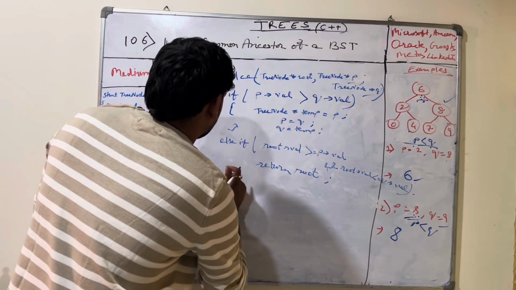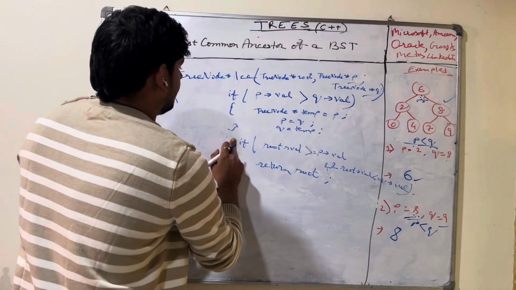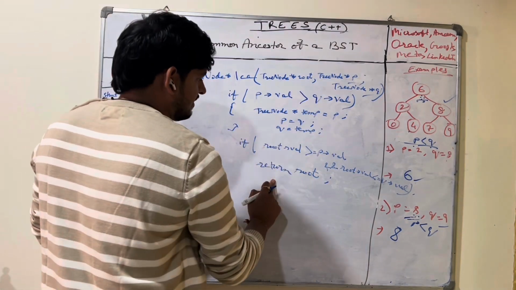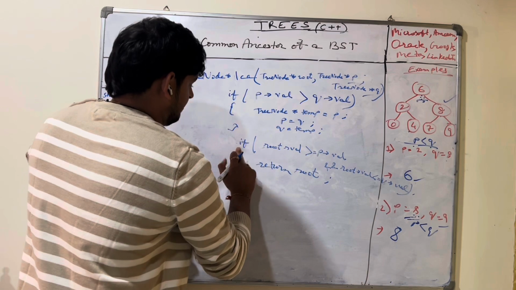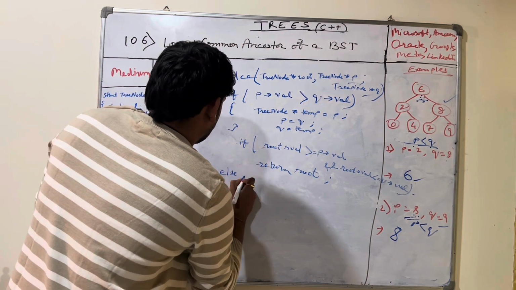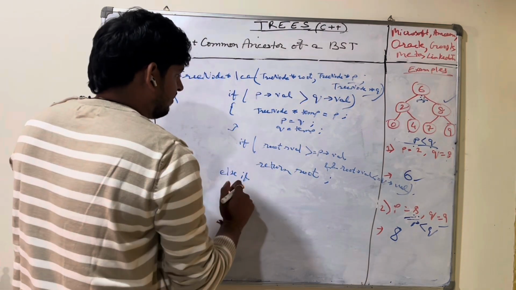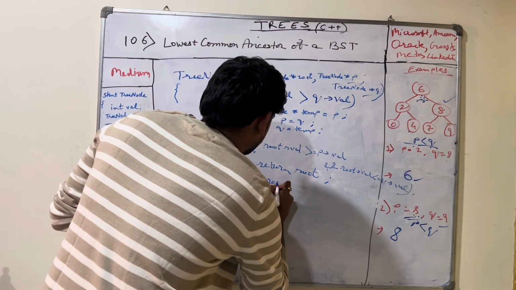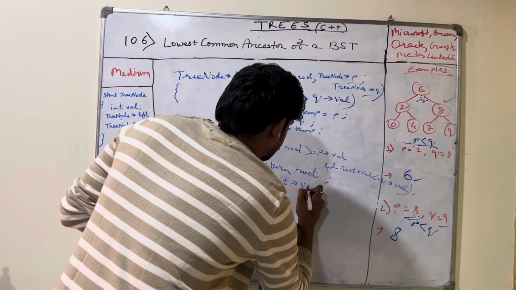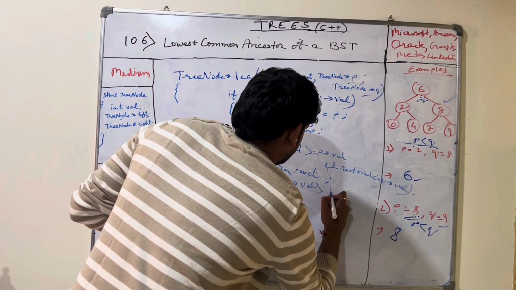Else if, okay, so this won't be else if, because this condition can come and again this condition can come. So don't give else if. Now else if, for this, we see that the root value is greater than the P value.